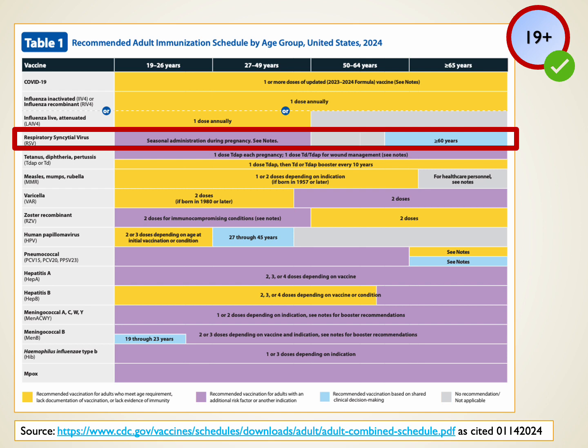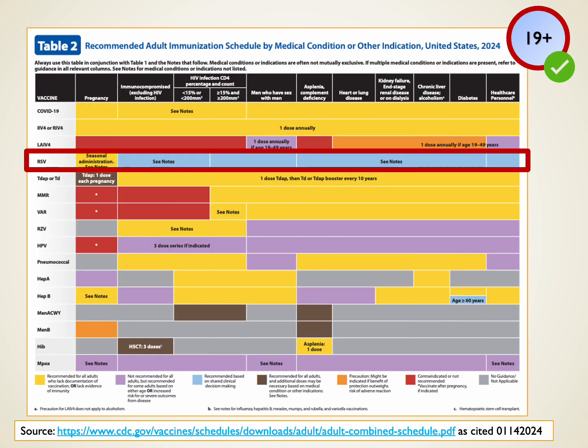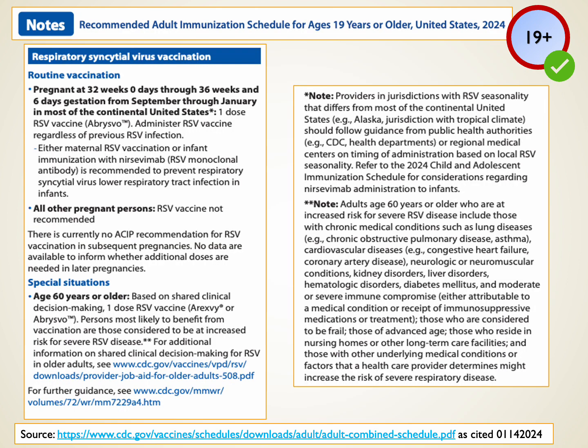During pregnancy, you actually want to offer some degree of antibody protection and passive immunity to a newborn, and so it is recommended as a vaccine during pregnancy. It's given routinely at 32 weeks through 36 weeks. And then in special populations over the age of 60, it's a shared decision-making process.